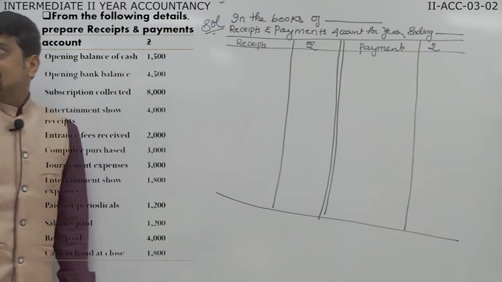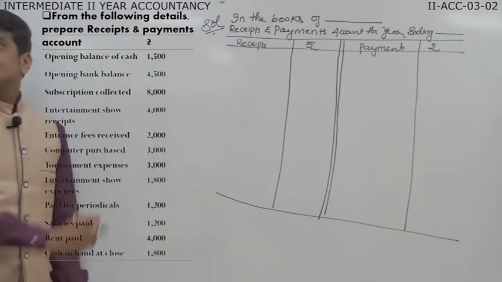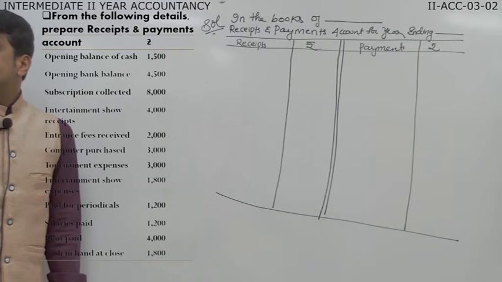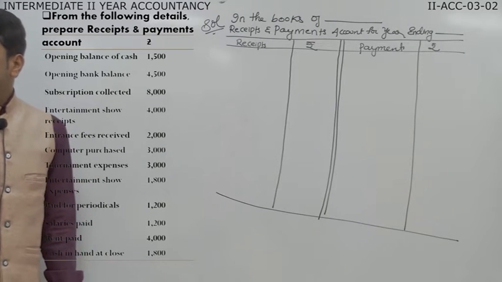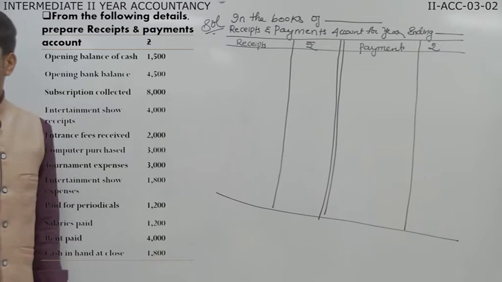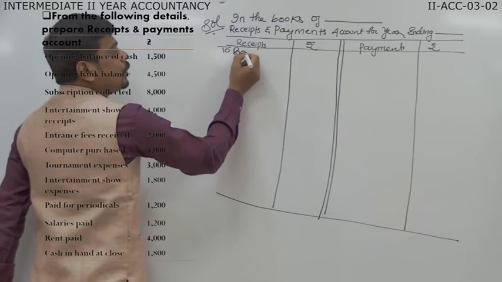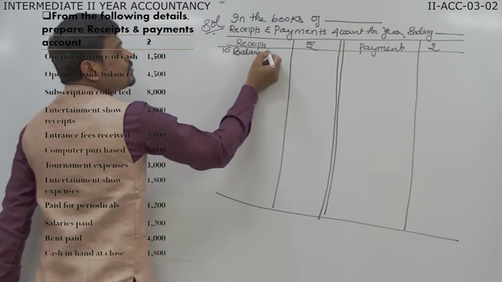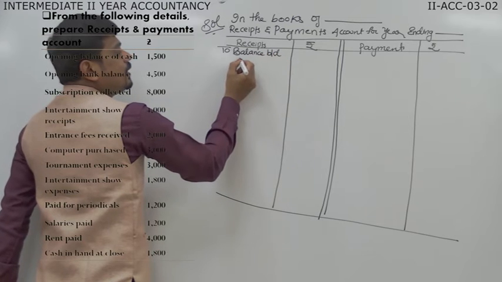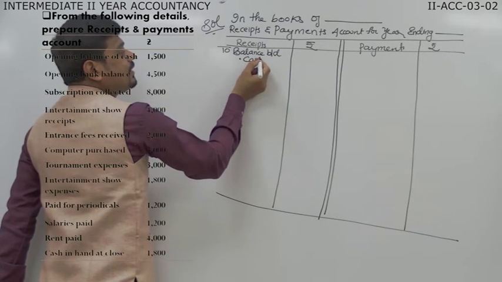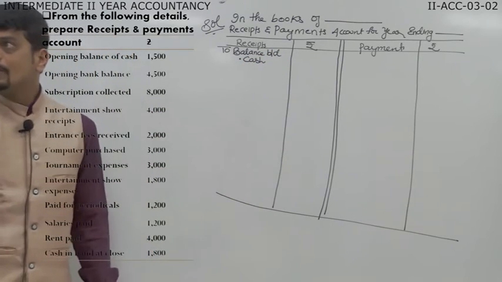Now the postings. What is the first transaction given? Opening balance of cash. This opening balance of cash comes on the debit side, that is the receipt side. To balance brought down. Under that you can put a dot and write cash. How much was the cash balance?